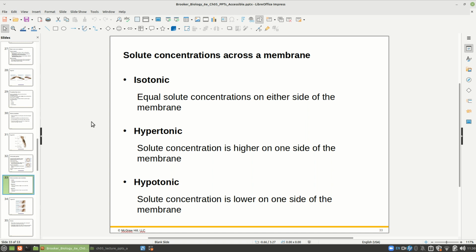All right, here we're continuing with the PowerPoints for Chapter 5. You must know what isotonic, hypertonic, and hypotonic are. I will provide a video on osmosis, perhaps mine. I have one, but there are probably some really good ones out there. I'll look around and see if I can find some with more animations that help with understanding isotonic, hypertonic, and hypotonic. So make sure you know these.